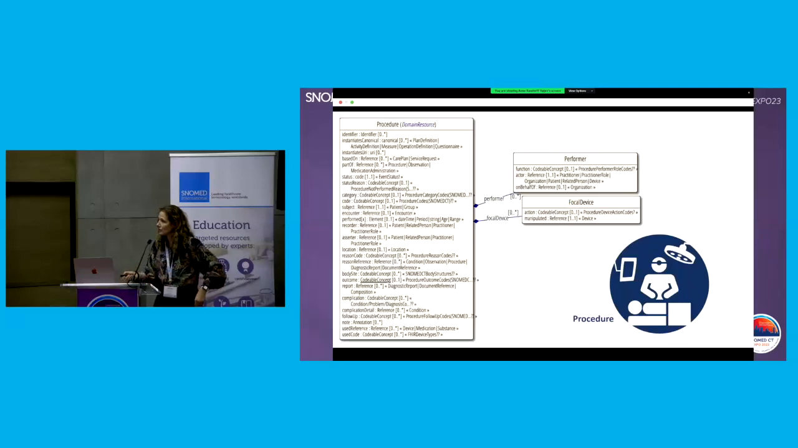Similar for procedure, you can see there's a range of information or data elements in this resource. For procedures, it would be things like, what is the actual procedure that has been performed? What is the reason why it was performed? Who was it performed on? Was it the patient?